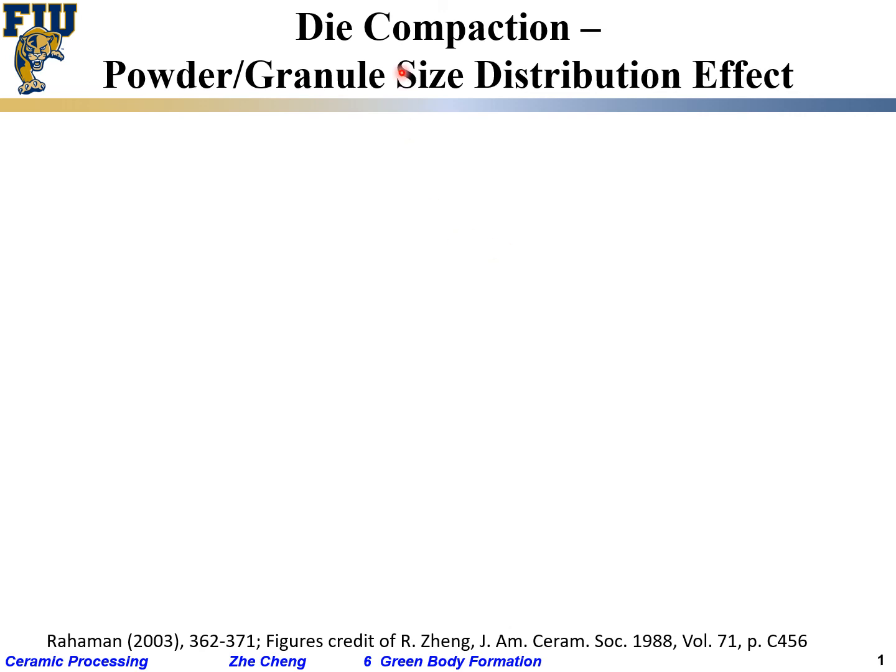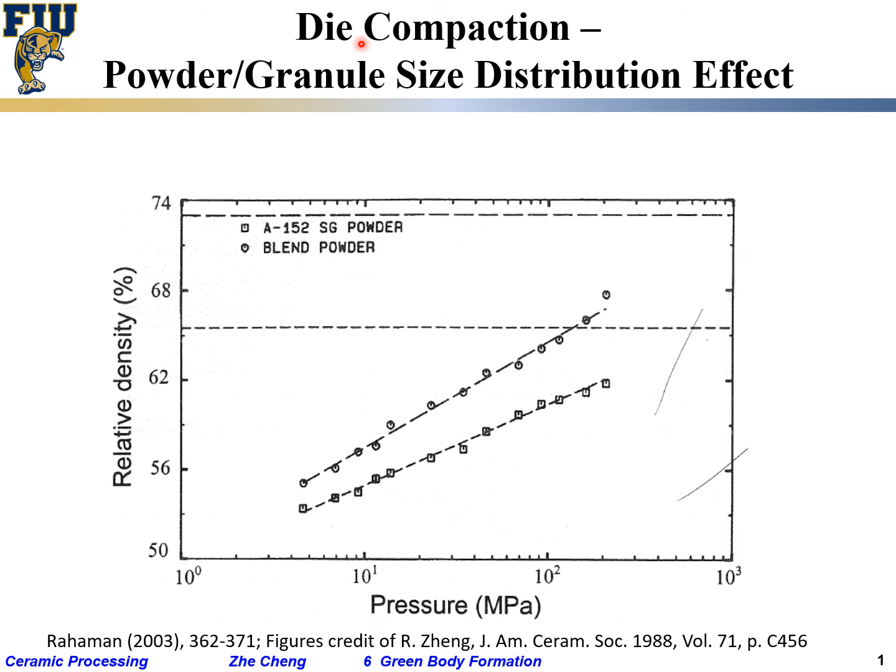So powder size or granule size distribution effect also impacts so-called die compaction. Here we are showing relative density versus pressure. We are still doing dry pressing of powder, but then we have two lines.